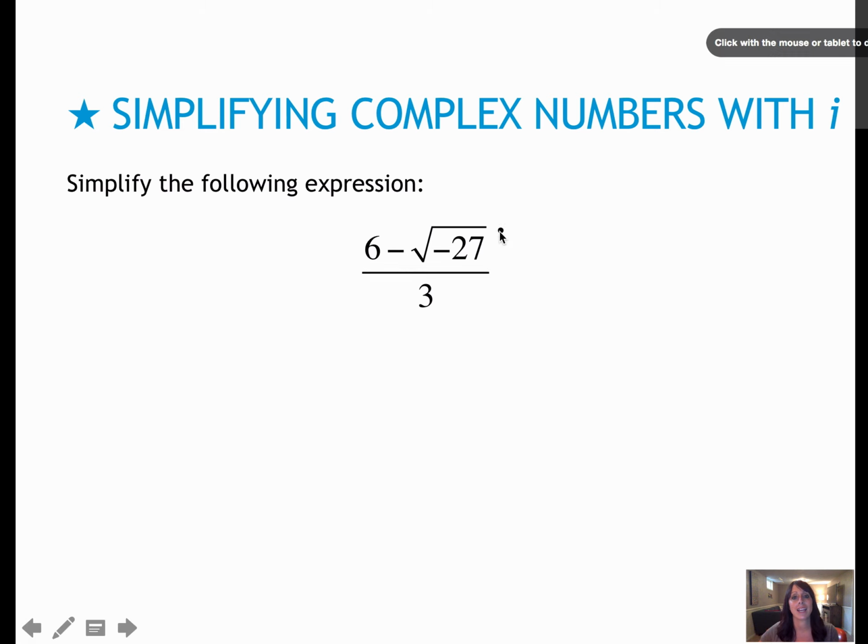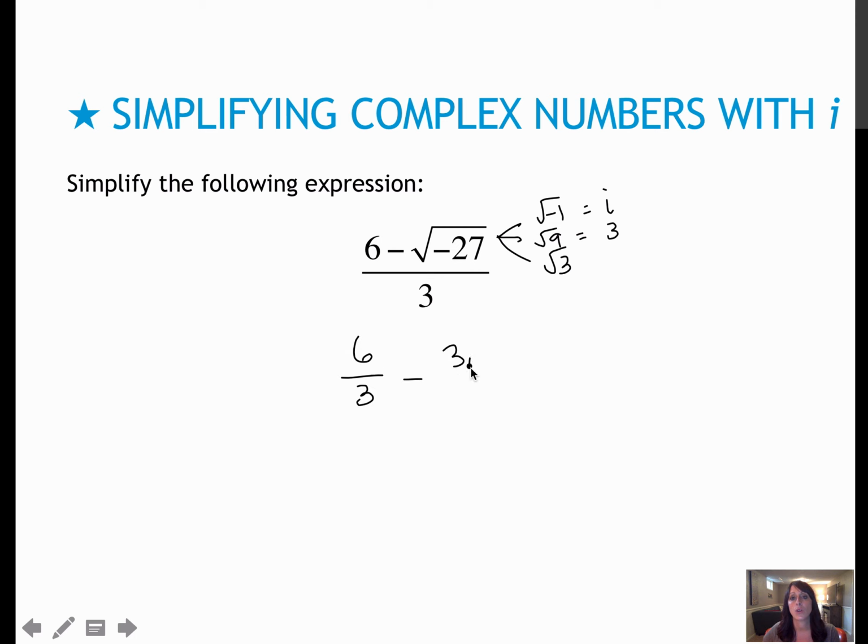Looking at this one again, I would first reduce this radical -27 by breaking it into a perfect square factor, and of course that -1, we always want to get that on the outside. So I would rewrite this as 6 over 3 minus 3i radical 3 over 3. So the 6 over 3 reduces to 2. The 3 over 3 reduces, and that gives me i radical 3. So that would be my final answer.